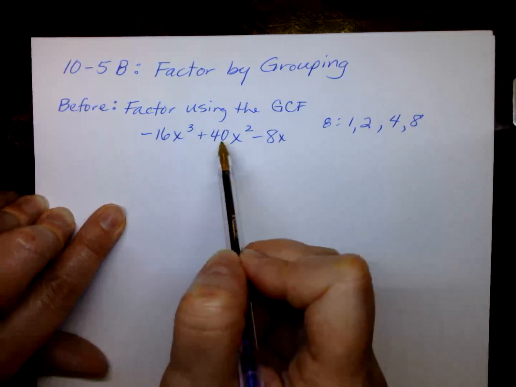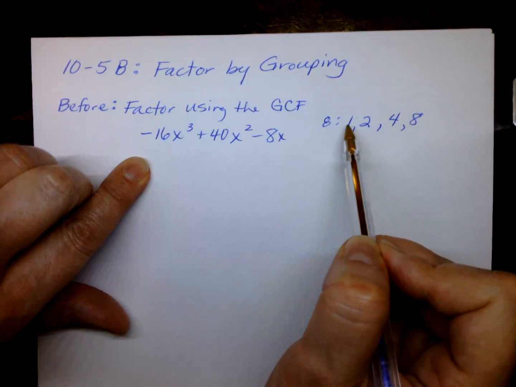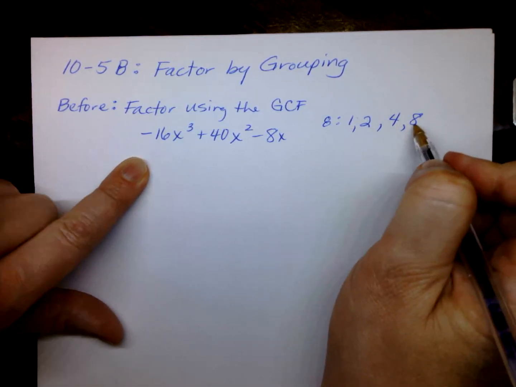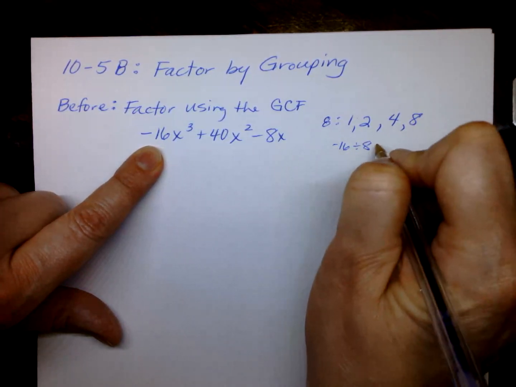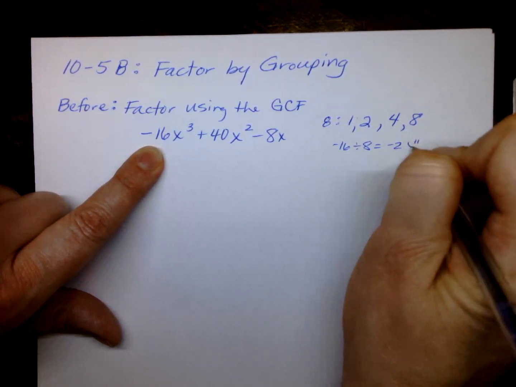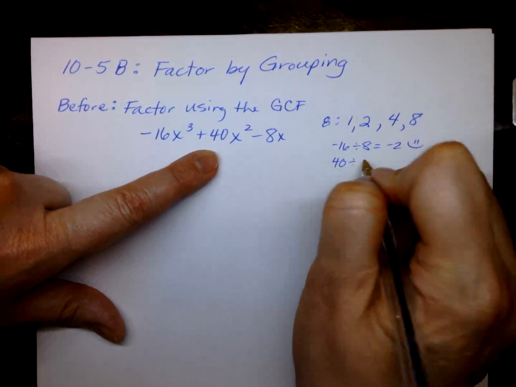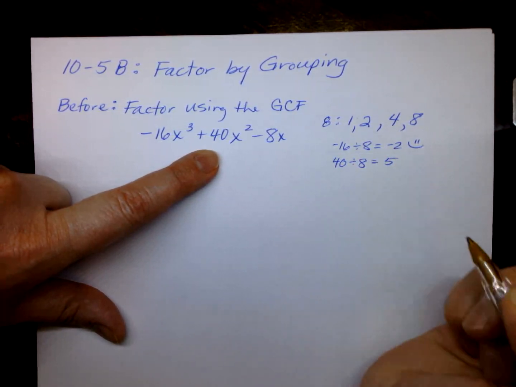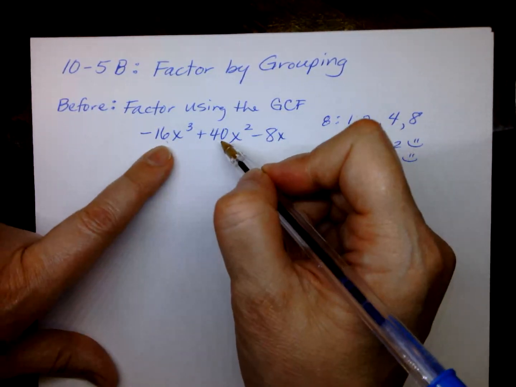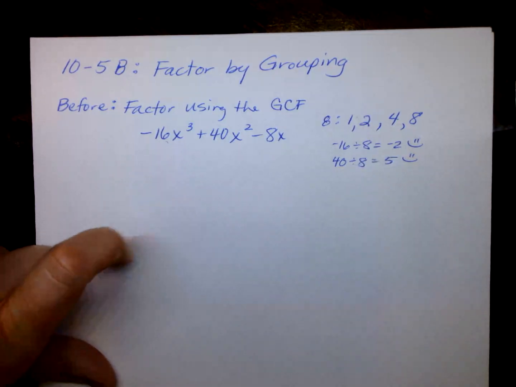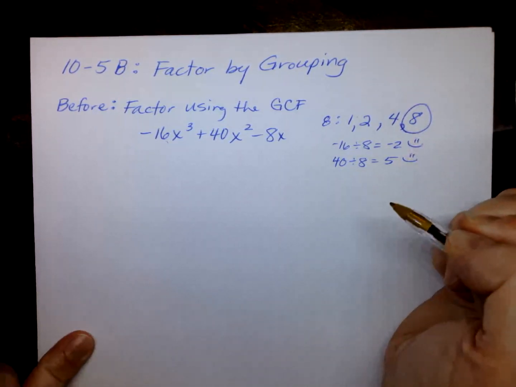So I'll look at the 16 and the 40 and see if they can be divided by any of these factors. Start at the high end. I'll start with 8. Is negative 16 divisible by 8? Yes, it is. It comes out to be negative 2. Okay. Is 40 divisible by 8? Yes, it is. That's 5. So both of those other two coefficients, the 16 and the 40, are divisible by 8. That tells us that the GCF is going to be an 8.